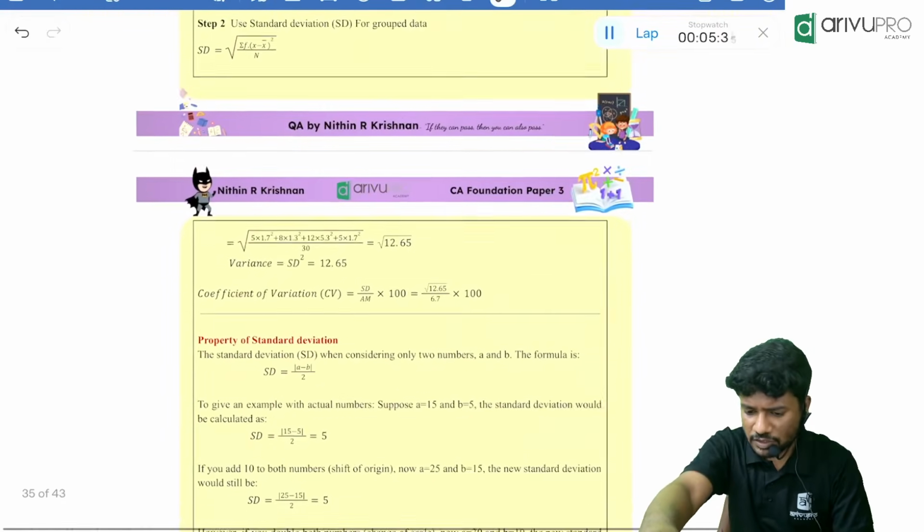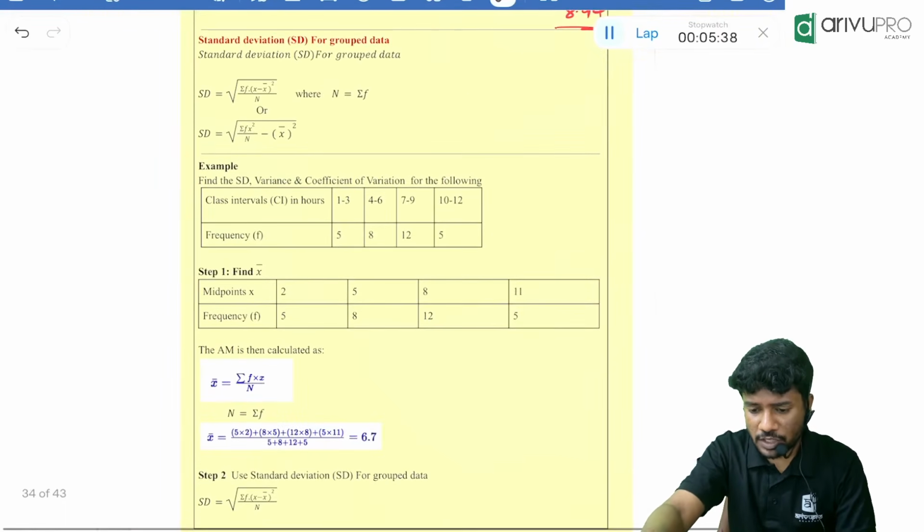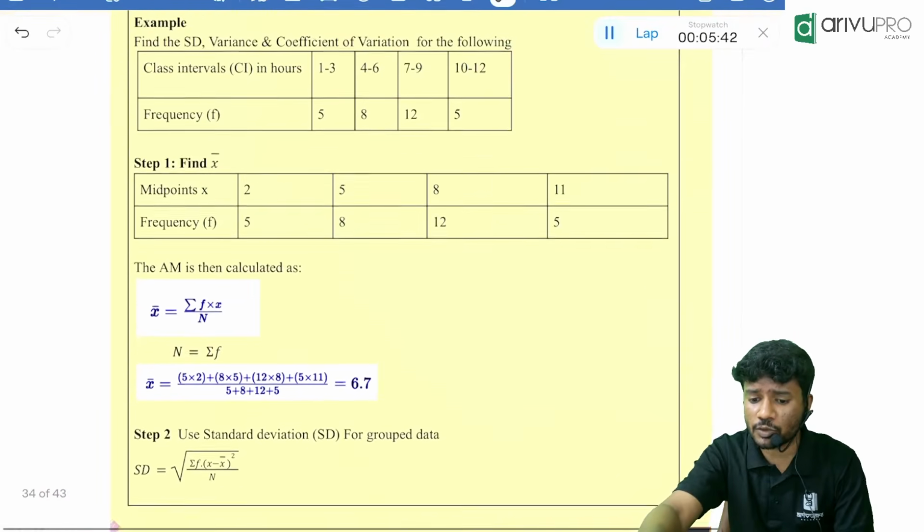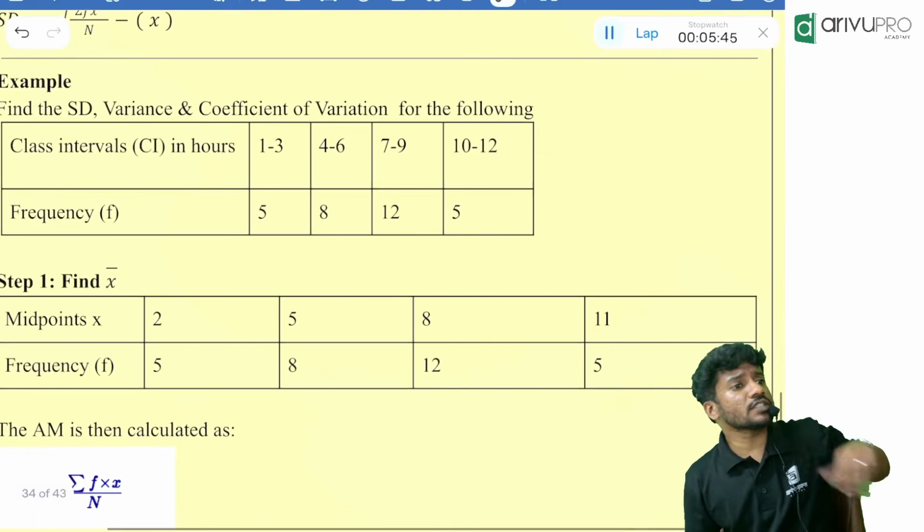So it was never asked in the previous year. We will solve a question. I think there is a mistake in this question. We will check whether any mistake is there in this question. But along with that, we will try to do it.